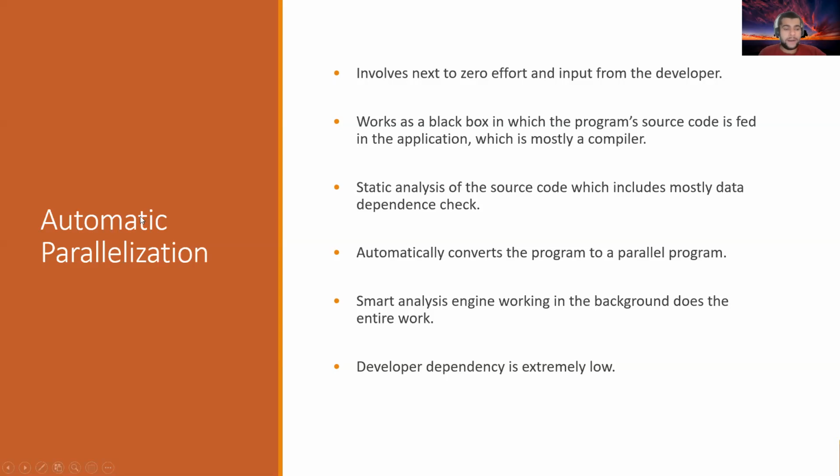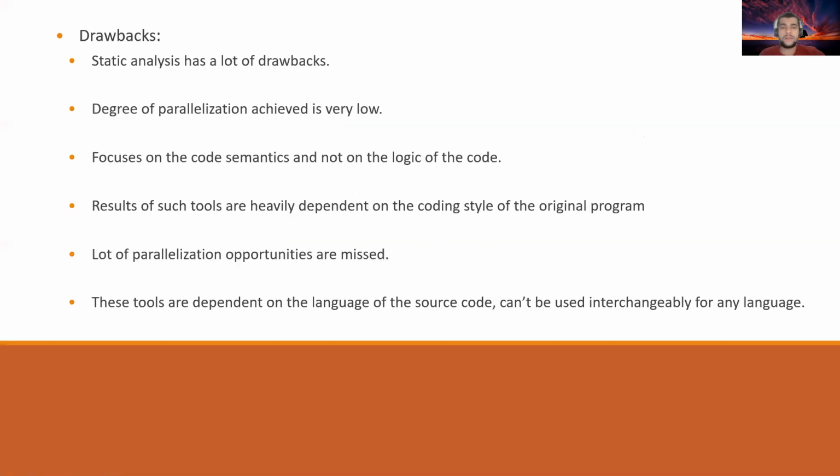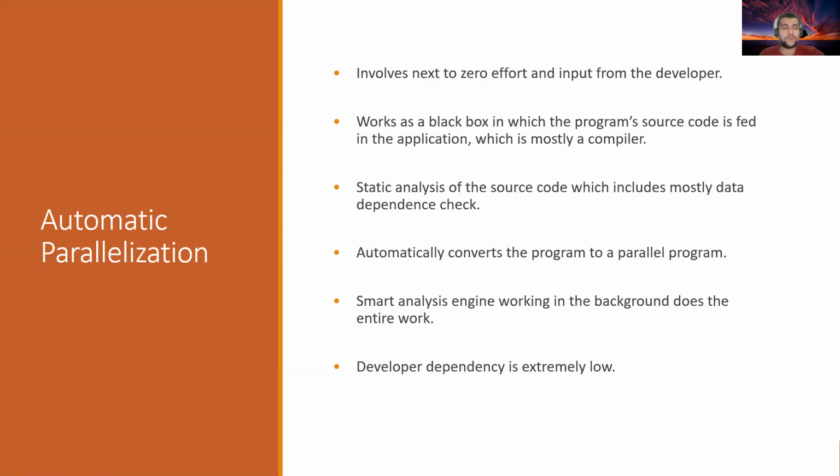Okay. And automatic parallelization usually only performs static analysis because it also does refactoring and a lot of other stuff. The static analysis is low overhead and faster. So it performs static analysis of the code, mostly checks for data dependencies, and that's all. And then it automatically converts the program to a parallel program. Like I said, it's like a black box. The smart analysis engine working in the background does the entire work. Developer dependency is extremely low. So that's pretty much it about automatic parallelization.